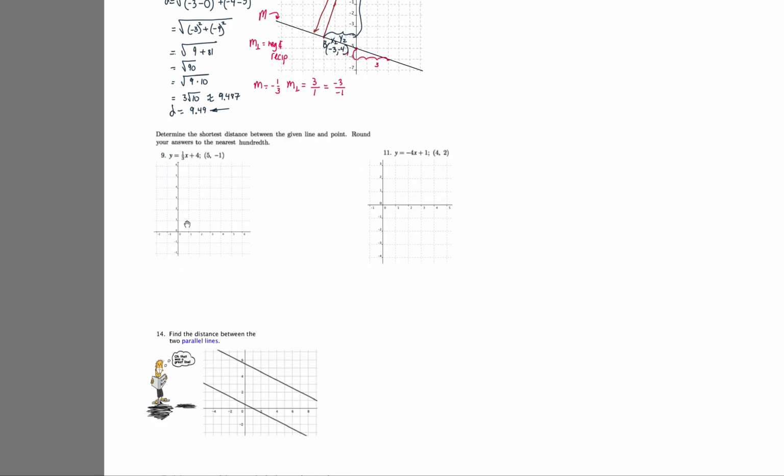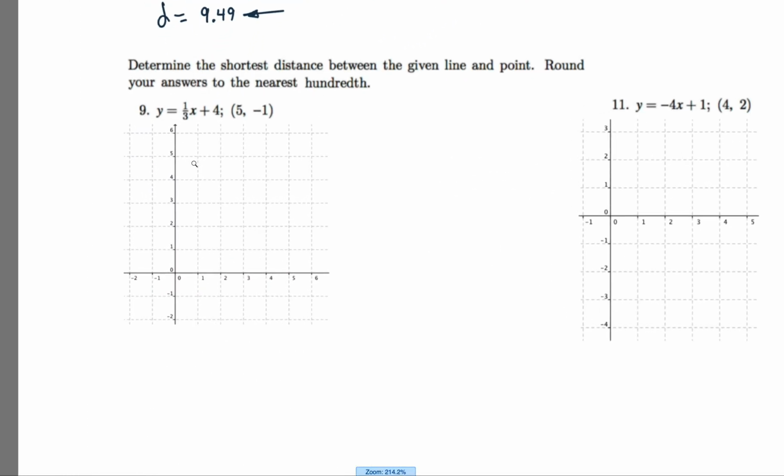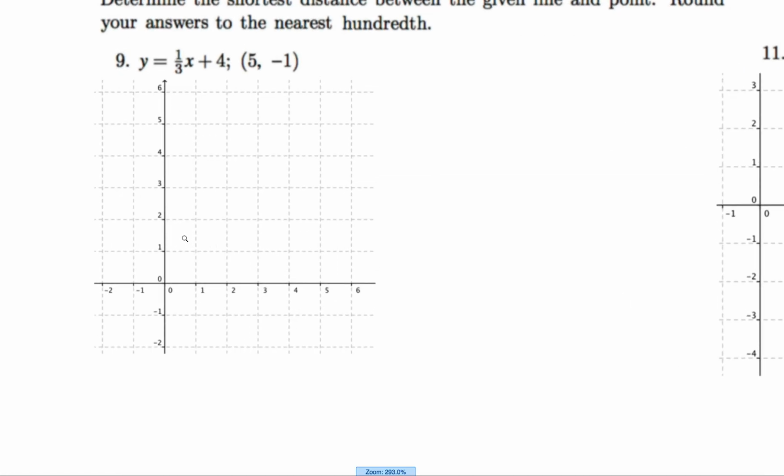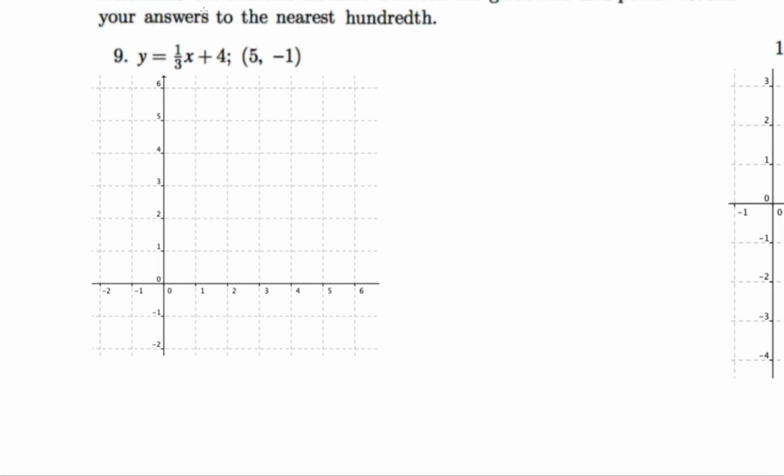And so 9 and 11 are the same kind of problem as we just did. It's the same problem. You just got to do a little more work. So for number 9, we got to graph this line. So this is already in y equals mx plus b form. So m is 1/3, b is 4. So we're going to go up 4, and then we're going to go from there up 1/3, up 1/3, and we have our line.